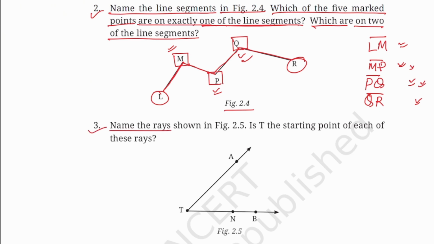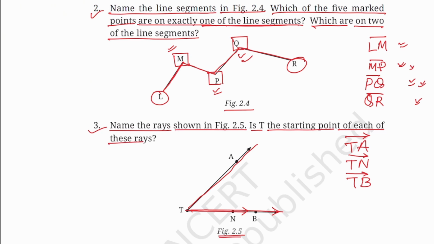3. Name the rays shown in figure 2.5. You can see figure 2.5. You can see ray TA, ray TN, ray TB. Is T the starting point of each of these rays? Yes. You can see rays are starting from point T.